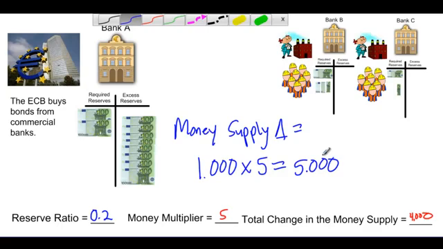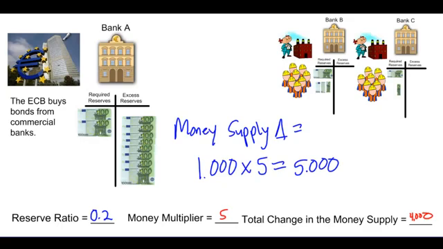Now, why, when the private individuals put 1,000 euros into the banking system, did the money supply only increase by 4,000, as opposed to when the central bank buys bonds, does it increase by 5,000? This is because money held at the ECB was not counted in the nation's money supply. Therefore, the central bank's purchase of government bonds increases the money supply by more than when a private spender or saver puts money into the nation's banking system.